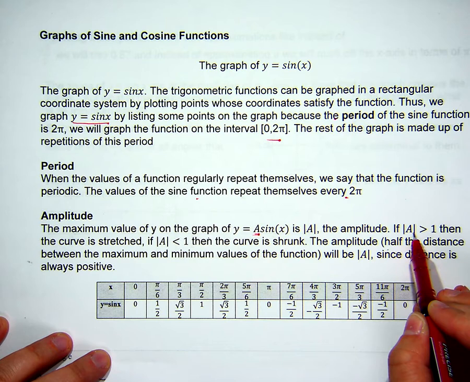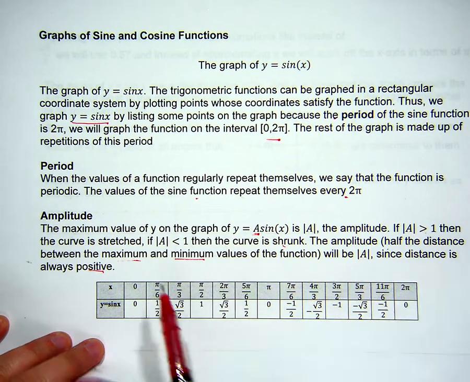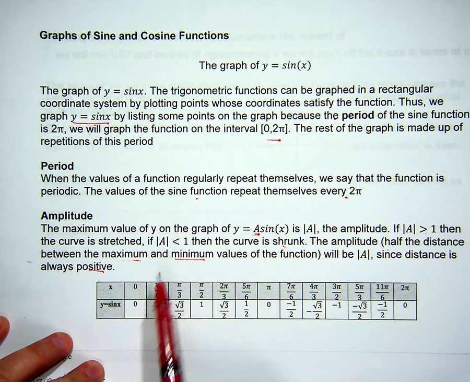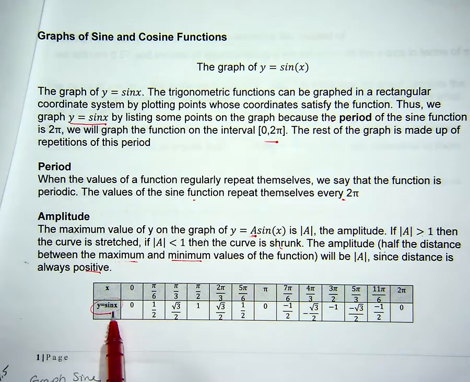The amplitude is half the distance between the maximum and minimum values in your function, and will be the absolute value of A, since distance is always positive. So what I've done for you is I've just simply looked at, for sine x, if I let x be 0, that's sine of 0. Remember for the unit circle, sine is y. So for 0 degrees or 0 radians, my y value is 0.